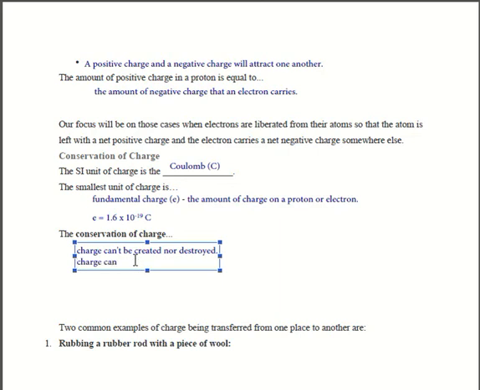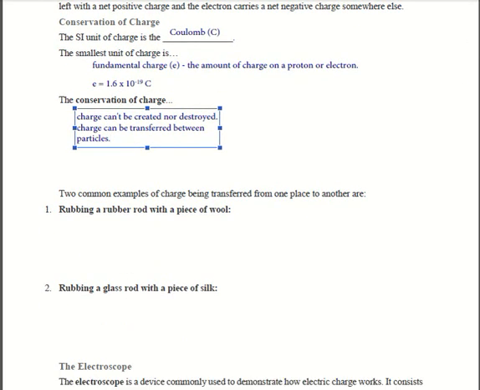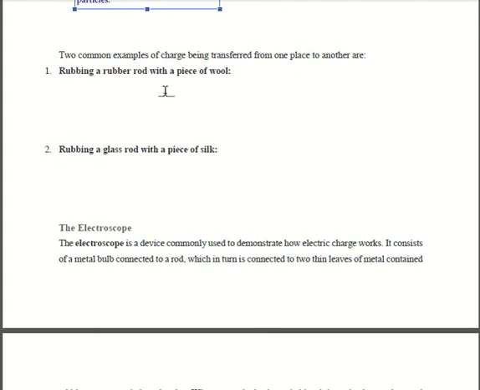So charge can be transferred between particles. It has to be transferred in such a way that the amount of charge something loses is equal to the amount of charge something gains. So if one thing loses electrons, something else has to gain them. Those negative charges can't just disappear. So here are two examples of charge being transferred from one thing to another.